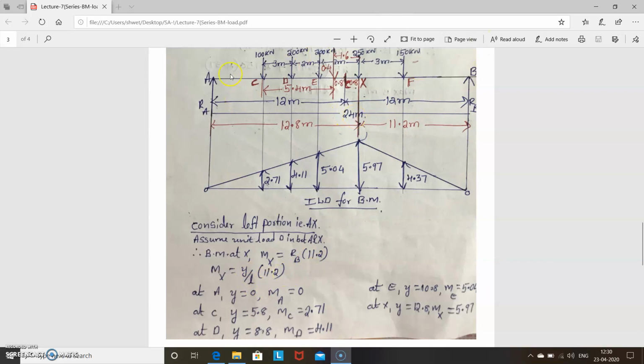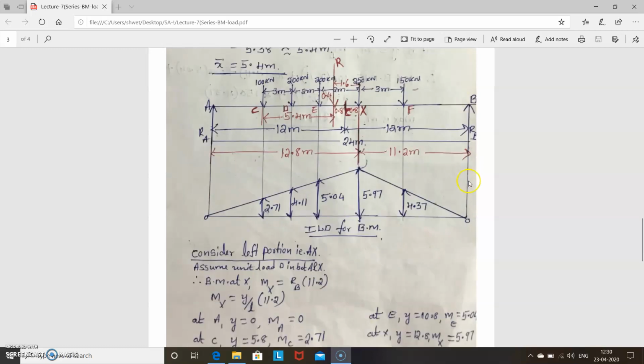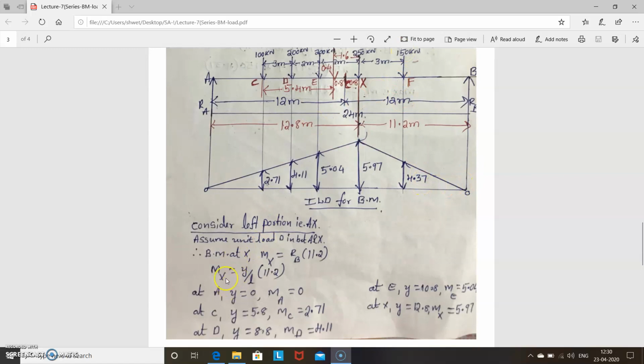Next, find it at different points. Mark these points. This is A, this is C, this is one more load D and E. Don't consider the resultant, we don't want that; we want points under the loads only. Then X is the given load, and the next is 150, here this point F, and this is B. Then find at different points. What is the first point, at A? What is y? y is equal to 0.